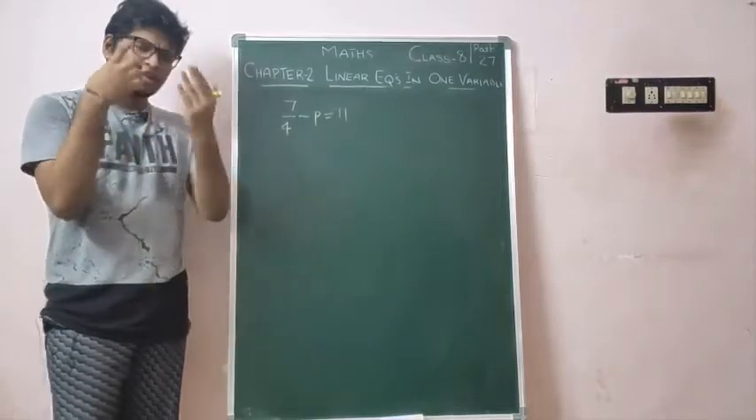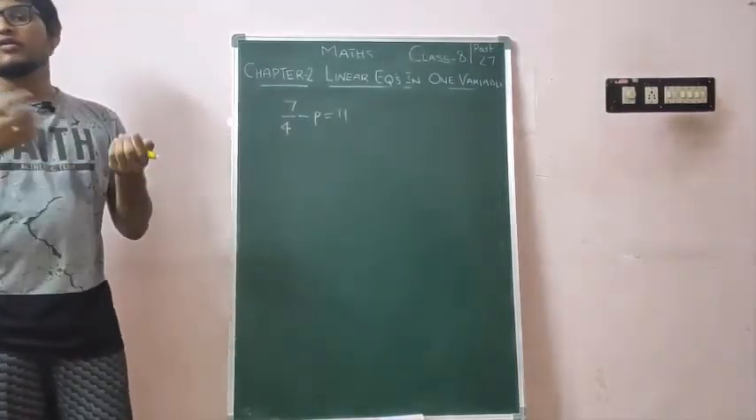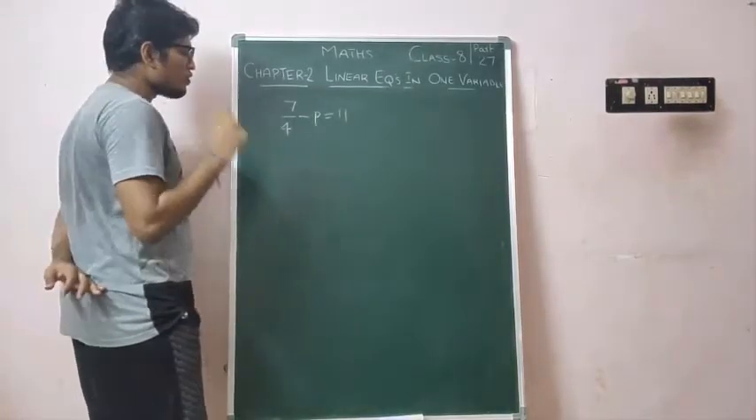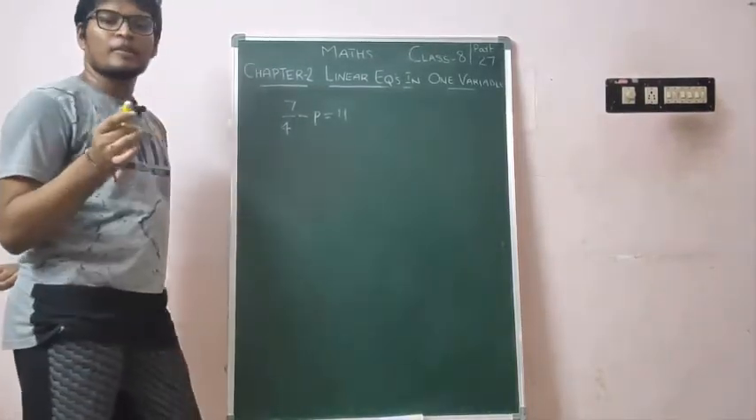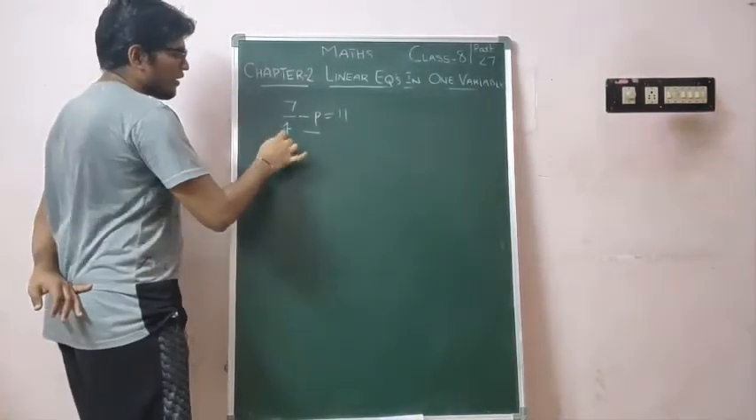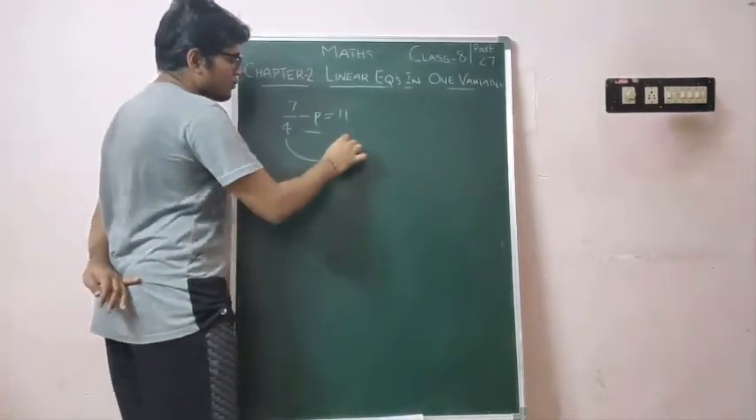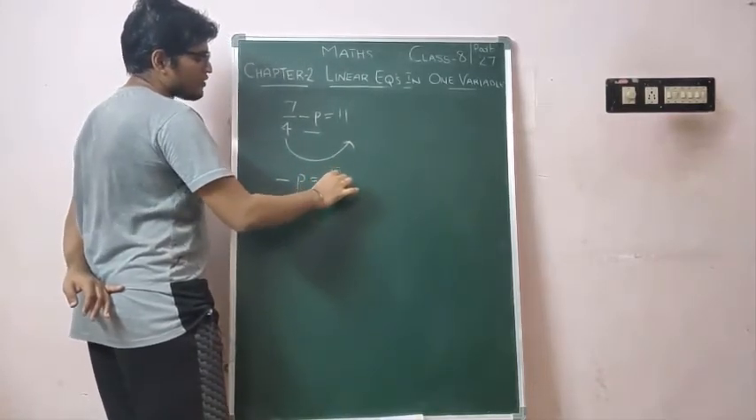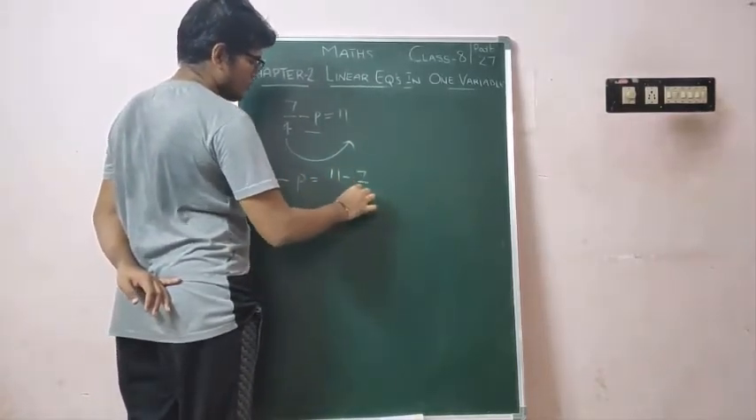And after that, what can you do? You just check your answer with my answer. Okay. So, 7/4 minus b is equal to 11. We take the variable to one side and the constants to the other side. Transposing 7/4 to the other side, 11 minus 7/4.